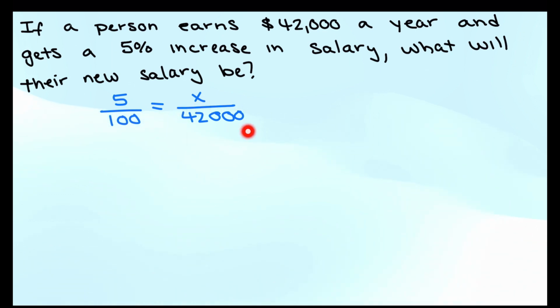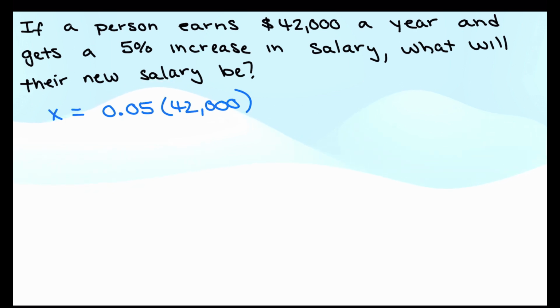42,000 is the total salary. The raise is just part of that salary. So the X goes above the 42,000. And we can solve this by cross-multiplying. We can also use that equation method on these problems.